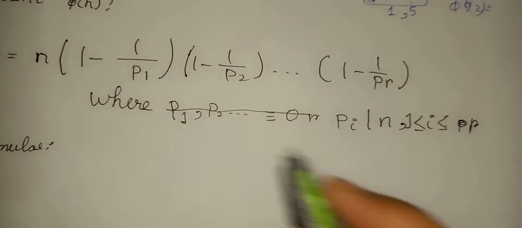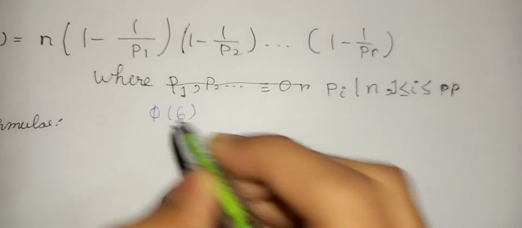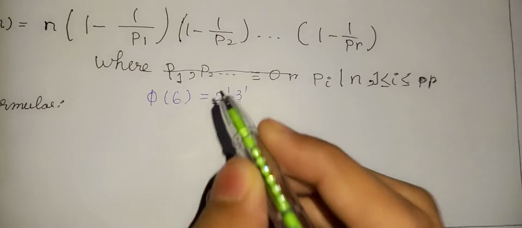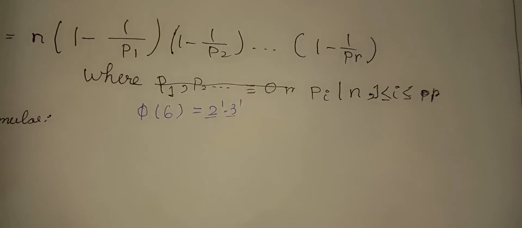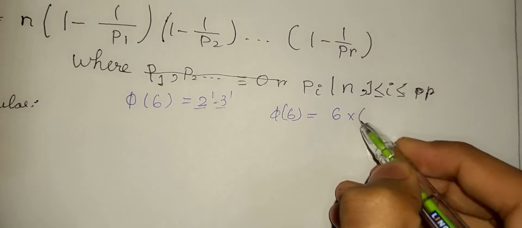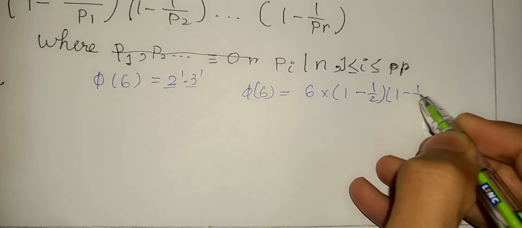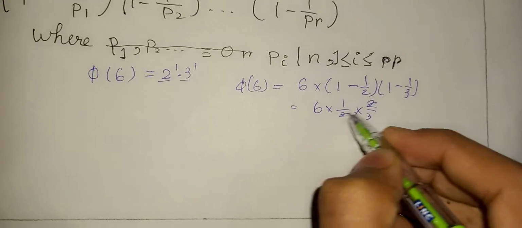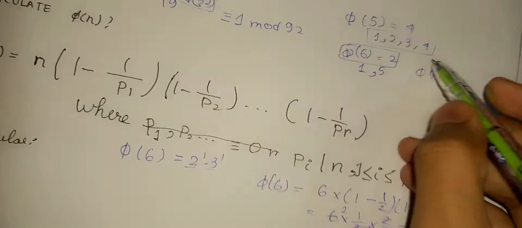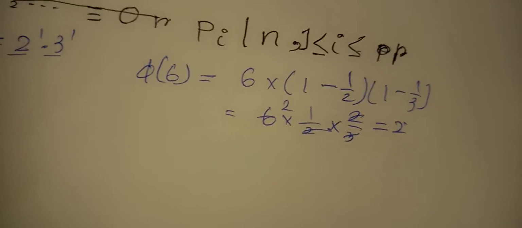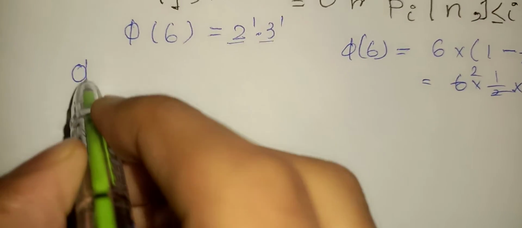For example, let us calculate the totient of 6. It's 2 to the power 1 times 3 to the power 1. Now 2 and 3 are the primes which divide 6. So the totient of 6 equals 6 times (1 minus 1 by 2) times (1 minus 1 by 3). This is nothing but 6 times half times 2 by 3, that is 2. So we found the totient of 6 equal to 2. Now let's find the totient of 92.